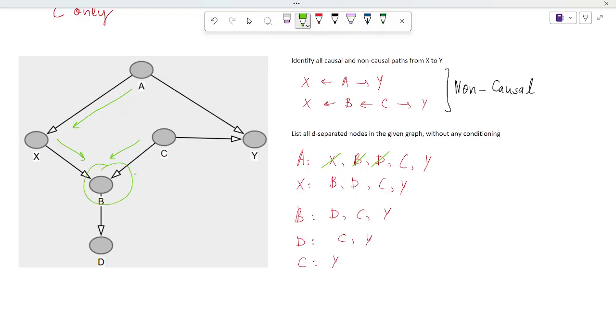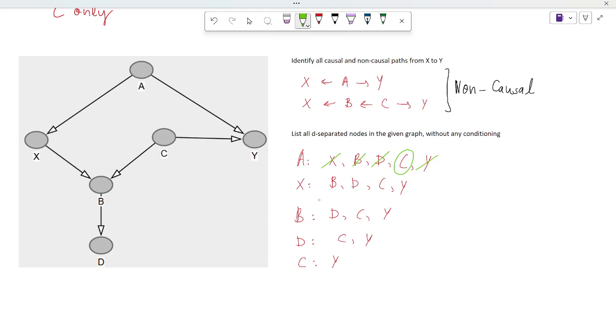On this path B is a collider, which means that this path is blocked. There is only one other path between A and C, which is through Y. On this path Y is a collider, so this path is blocked as well. Hence, we only had two paths between A and C, both of which were blocked, so I can say that A and C are d-separated. Next, you have A and Y, and I can clearly see a path over here, so they are not d-separated.